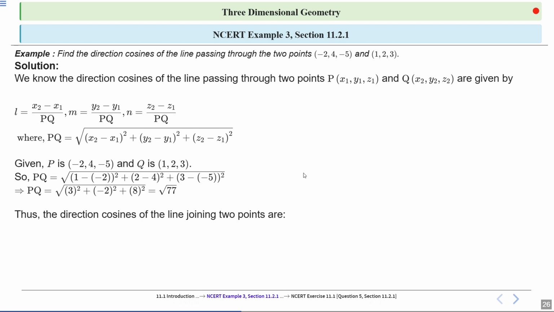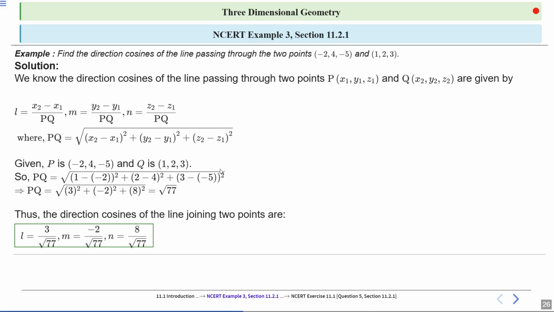Now that we have PQ, let's write the direction cosines for the line joining these 2 points. So the direction cosines of the line joining 2 points are L equals 3 divided by square root of 77, M equals minus 2 divided by square root of 77 and N equals 8 divided by square root of 77.